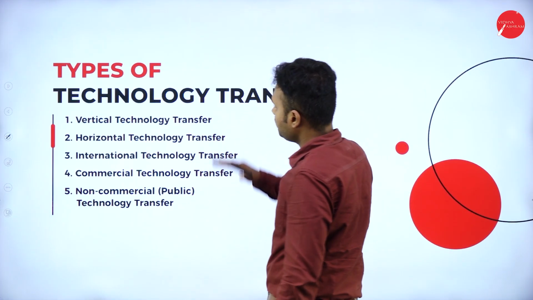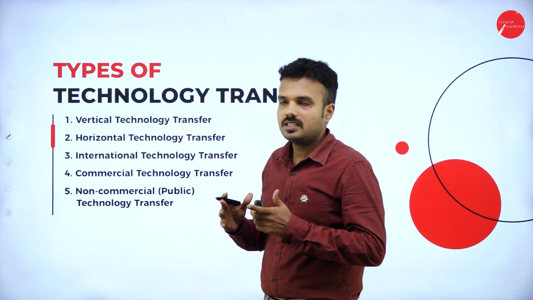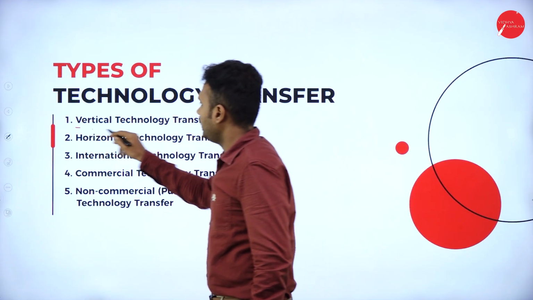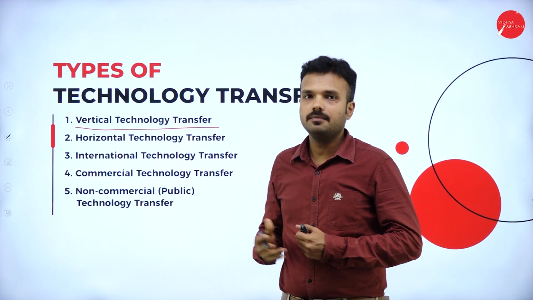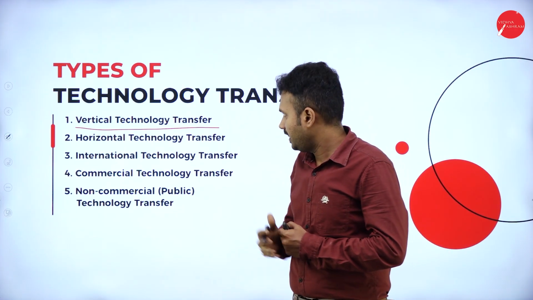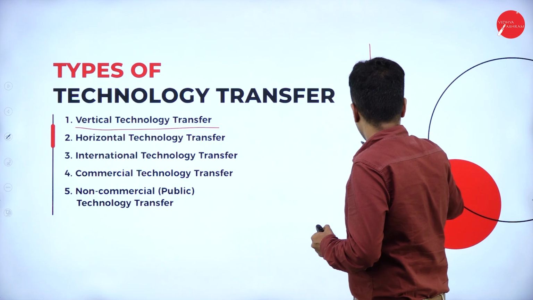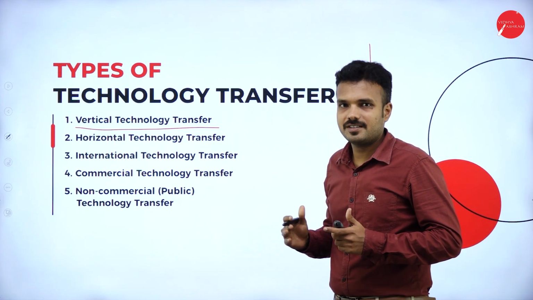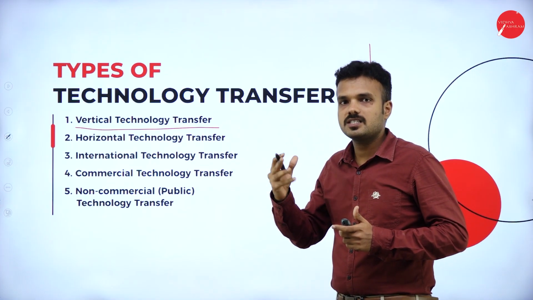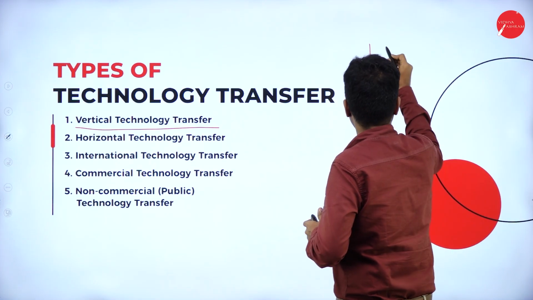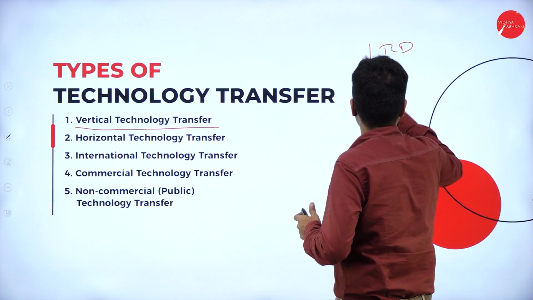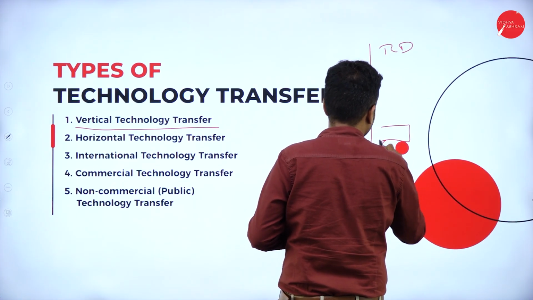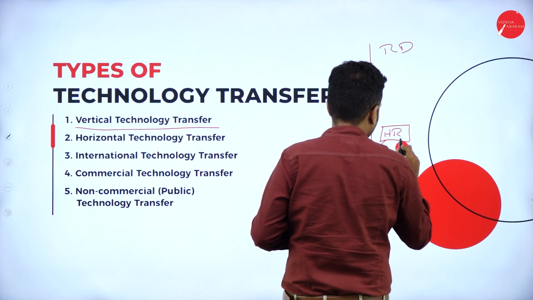Okay, so types of technology transfer. Technology transfer has been classified into many categories. Okay, so vertical technology transfer. When it comes to vertical technology transfer, it transfers from top to bottom in the same organization. Say for example, the technology that has been introduced in the research and development department can be used by the HR department of the same organization.